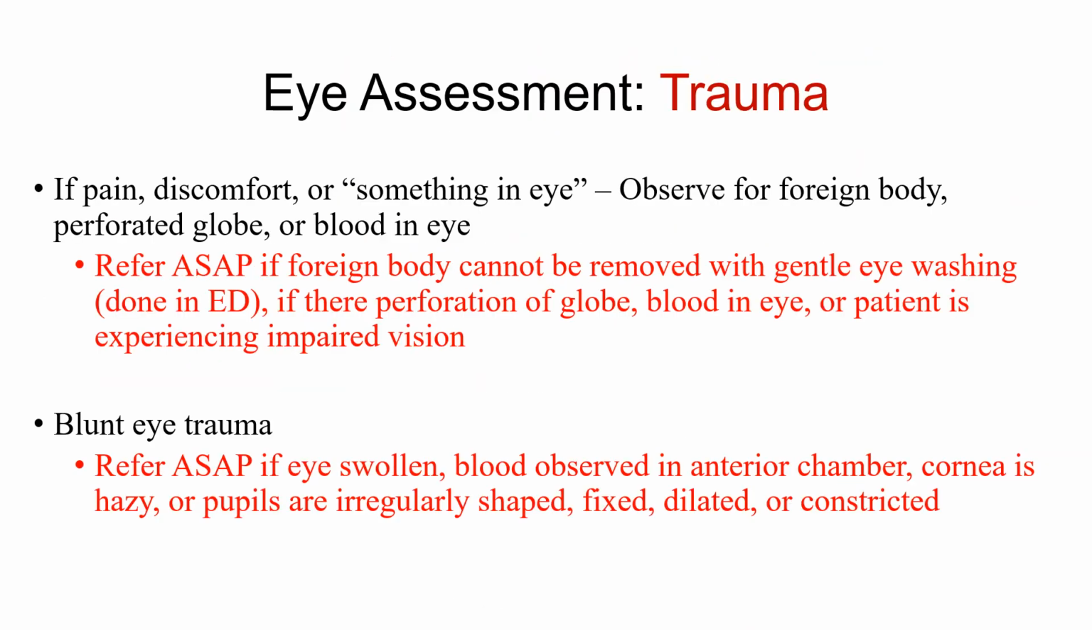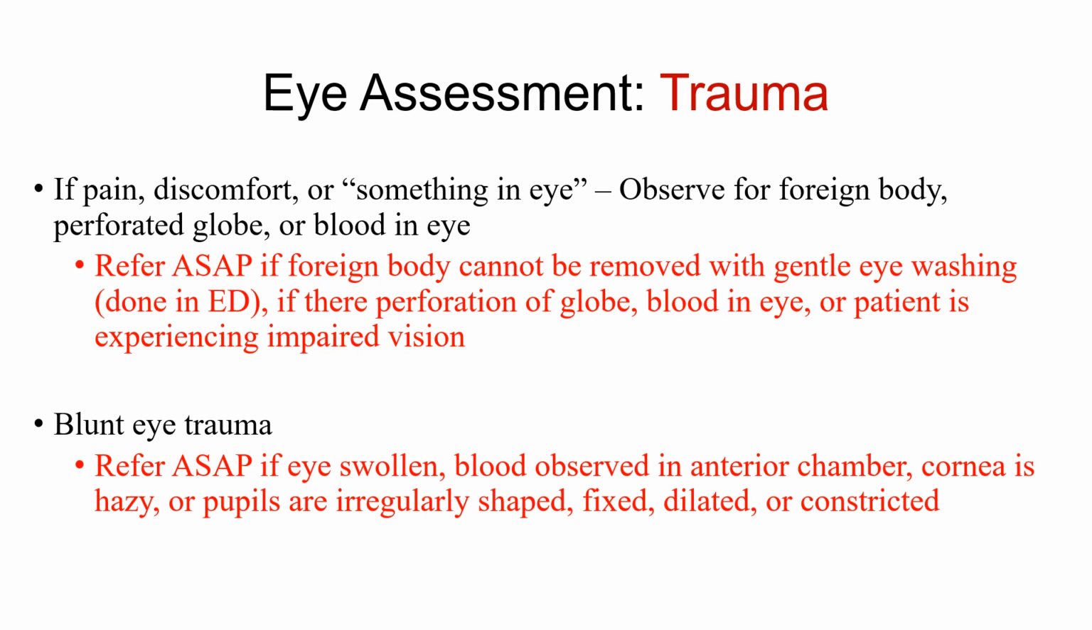So the eye assessment for trauma. If your patient has a sudden onset of something in the eye or severe pain, we're going to observe for foreign body, especially if they were around something or something splashed in the eye. We want to do gentle eye washing, but if it doesn't work and there's blood in the eye, this is an emergent situation and your patient needs to go to the emergency room.